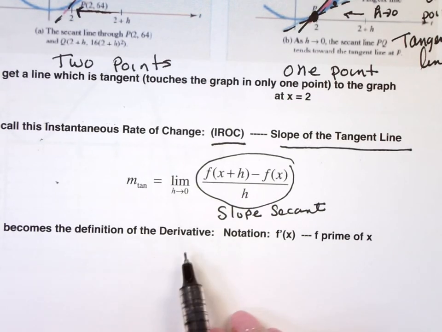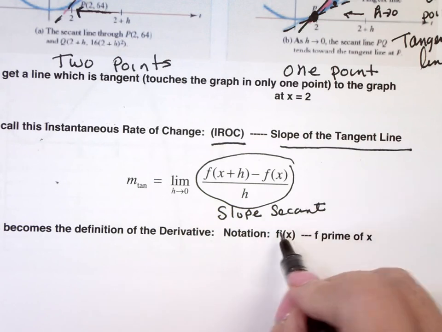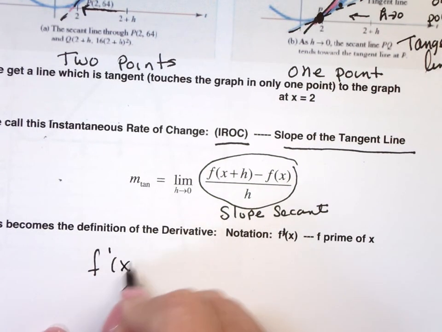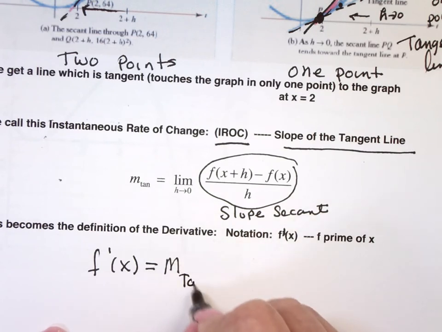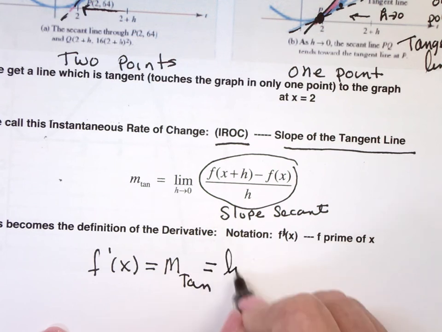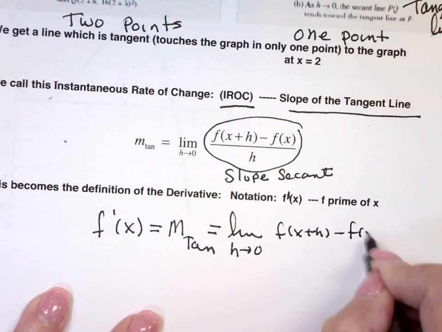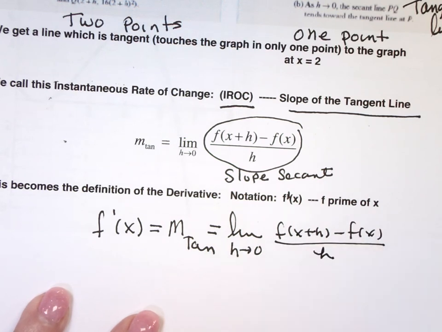This becomes the definition of the derivative. This is an apostrophe. F prime of x is what we call it. So we say f prime of x is the slope of the tangent, which is the limit as h goes to 0 of f of x plus h minus f of x all over h. That's the definition of the derivative. That's how you calculate instantaneous rates of change.